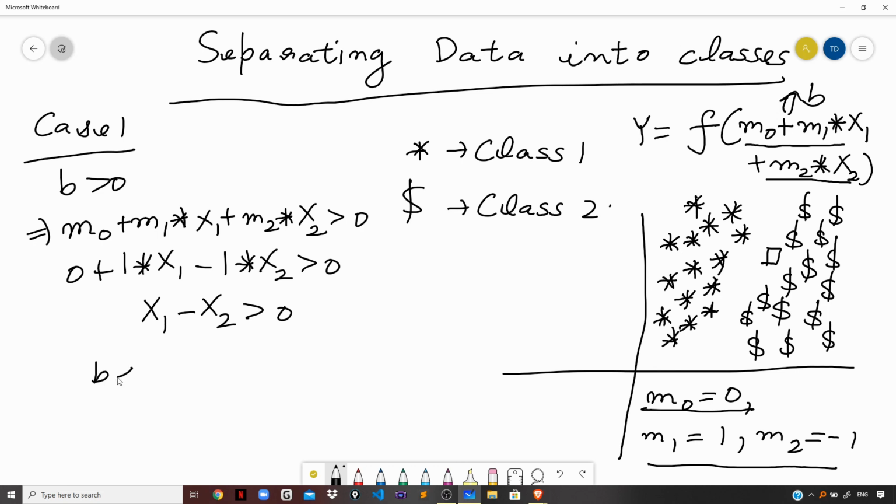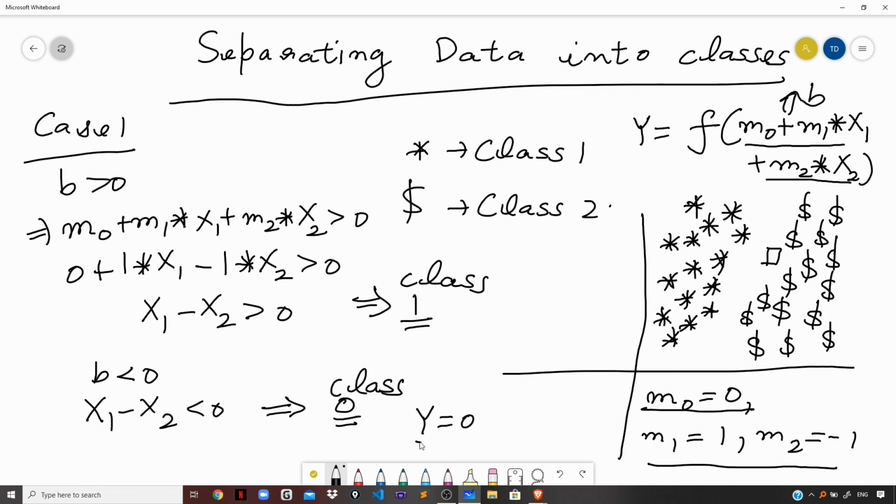Otherwise, if b is less than 0, then we will get x1 minus x2 less than 0, which means we can say that y is equal to 0 for this case and y is equal to 1 for the other case, as we had seen in the previous diagram. So this will be your line, which will represent x1 equals x2. If you go above this line, you will have x1 minus x2 greater than 0. And if you go below this line, you will have x1 minus x2 less than 0.